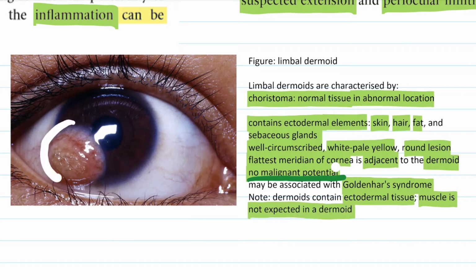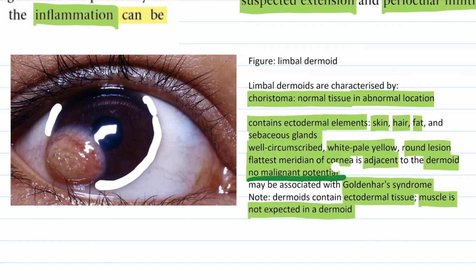So this is adjacent to the dermoid, and it is an ectodermal tissue. Here you can see there are some hair follicles in this area, and there are other sebaceous glands and sweat glands also accompanying a limbal dermoid. This would be called a limbal dermoid since it is present at the limbus of the cornea.